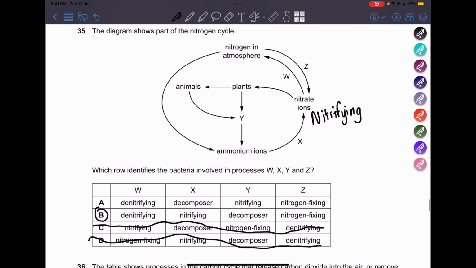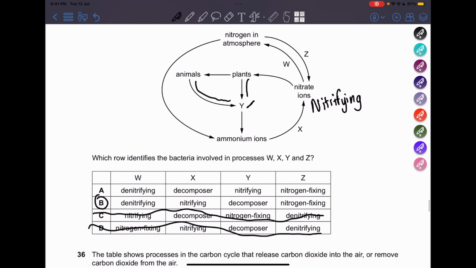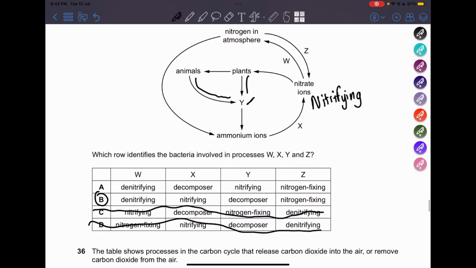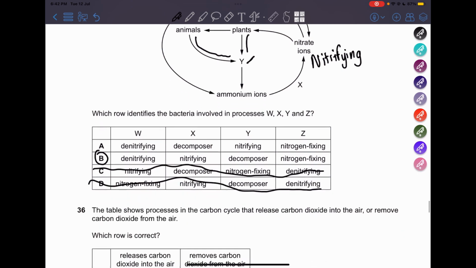And why it's saying that it is decomposer, this is actually correct, because the dead plants and animals have all become ammonium ions thanks to the decomposers in Y over here. And also Z, nitrogen in atmosphere, became nitrate. This is actually the nitrogen fixing bacteria's job, to convert the nitrogen in the atmosphere into nitrate. So that's why our answer is B.